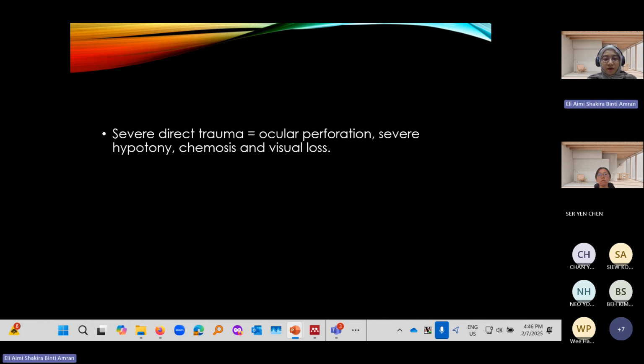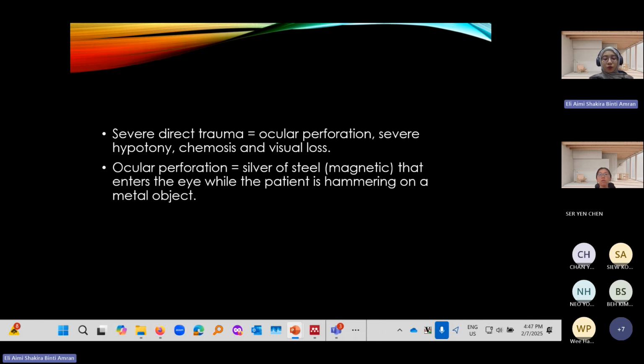Severe direct trauma. Any kind of trauma that is direct on the eye can cause perforation, like the eye is leaking. Severe hypotony, bleeding, pain can develop, chemosis, and visual loss. Severe direct trauma is the most severe condition that can lead to the worst symptoms.